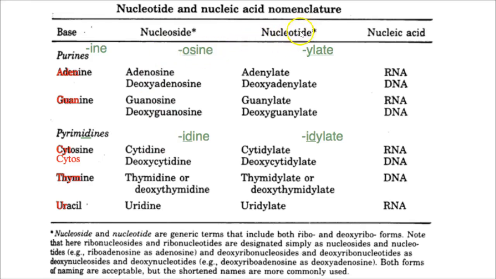Same thing with a nucleotide. You have an ending of -ylate. And then with a pyrimidine, you have the -idylate placed in front to form the naming nomenclature. And this is just more so correlating what goes for what, whether you're dealing with a ribonucleic acid or a deoxyribonucleic acid.